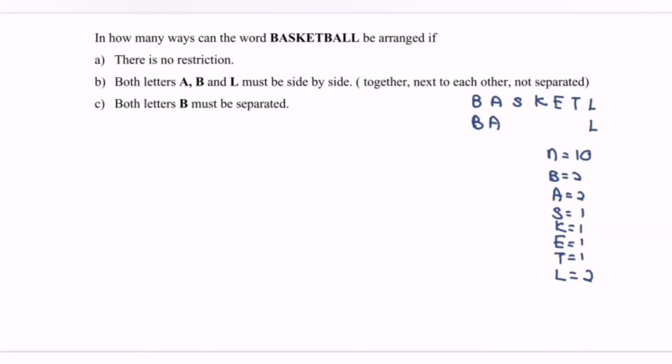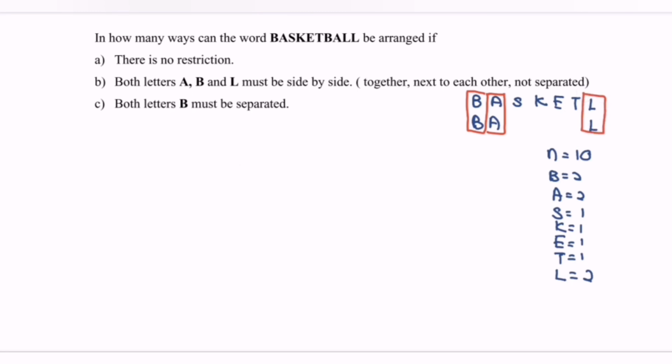Next, kindly focus on question B, where we have the condition: both the letters A, B, and L must be side by side. The words side by side can be replaced by together, next to each other, or not separated. Try to imagine the situation where we have made them into a group.